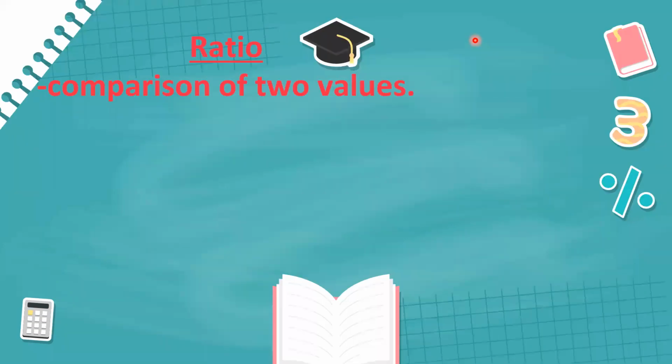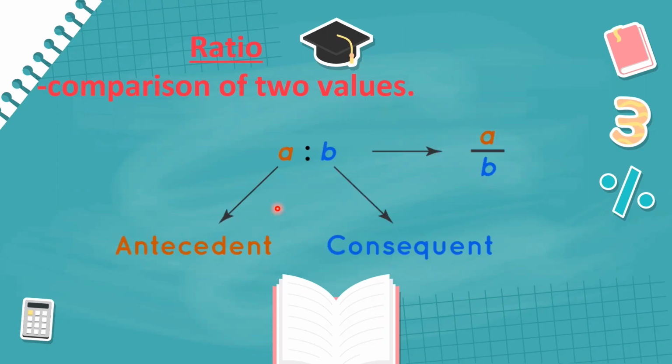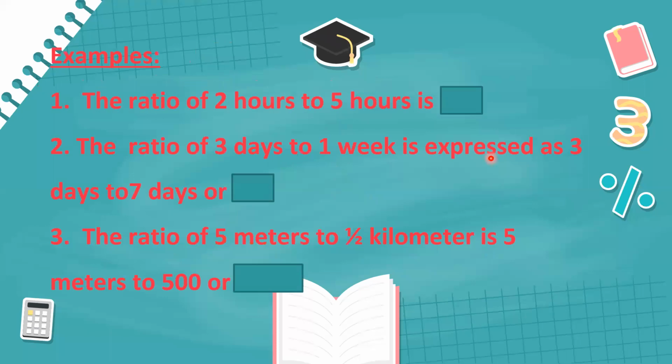Our learning competency for today: describe a proportion and apply the fundamental theorems of proportionality to solve problems involving proportions. First, let's define what a ratio is. It is a comparison of two values. We can write a ratio in two ways: we can use a colon, or we can write it as a fraction. So we can write it as A is to B or A over B.